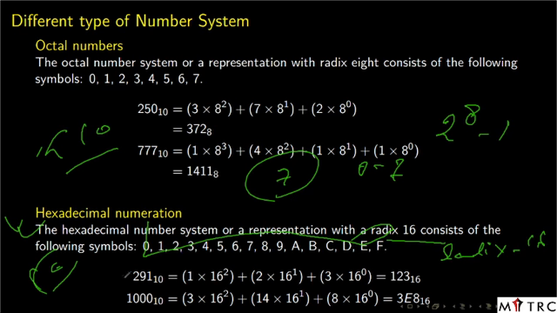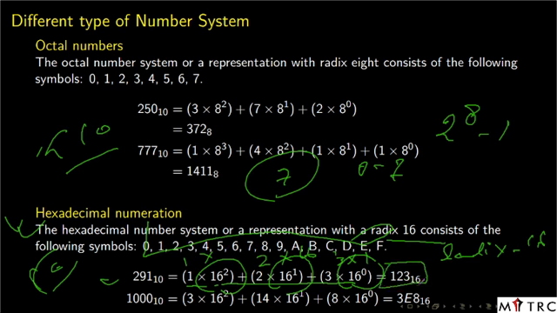Now 291 can be written in hexadecimal in a similar manner. Here the weight is in terms of 16 to the power 0, 16 to the power 1 and 16 to the power 2. Now we can see that 291 can be written as the sum of 3 into 1, plus 2 into 16, and 1 into 16 squared. So the resulting number is 1, 2, 3 with subscript 16.